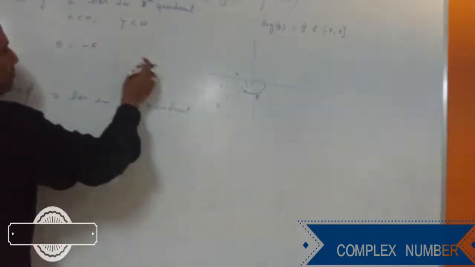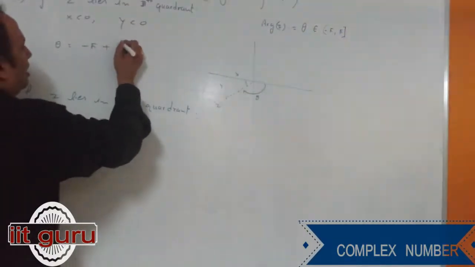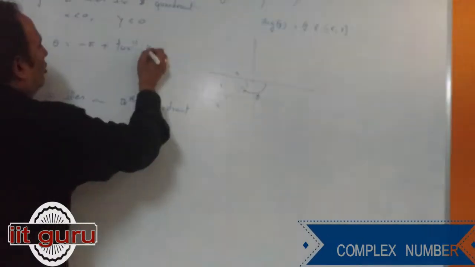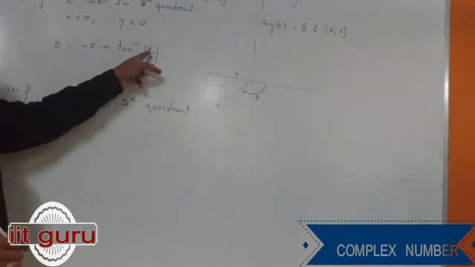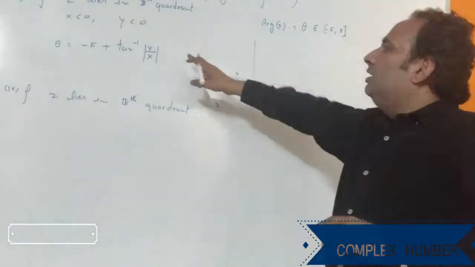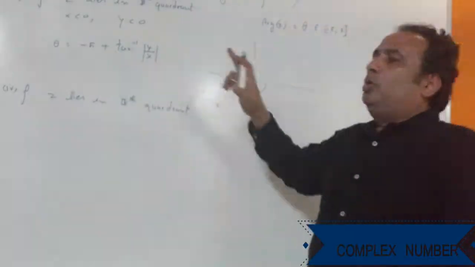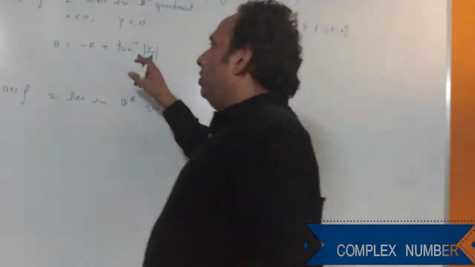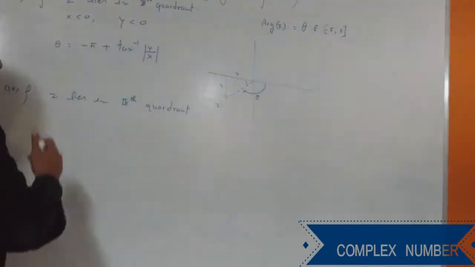So from minus pi, you have to add this part theta. So minus pi plus tan inverse y by x. Here in both parts, the imaginary part of z and the real part of z, you have to apply a mod, so that theta lies within the interval from minus pi to plus tan inverse y by x. Okay. Later on we'll take an example to understand the complete idea.